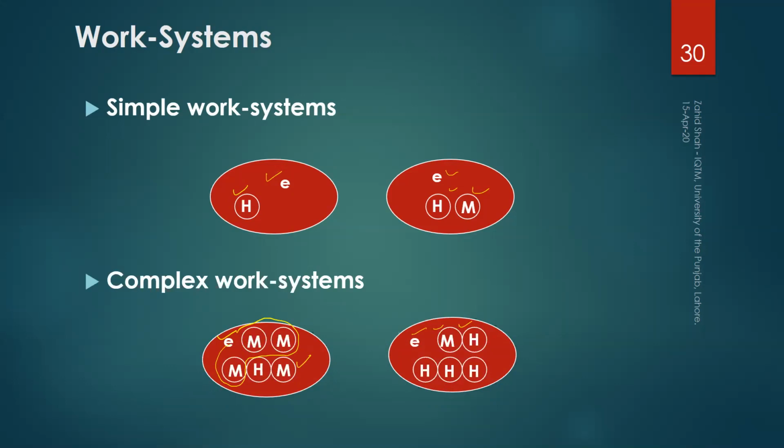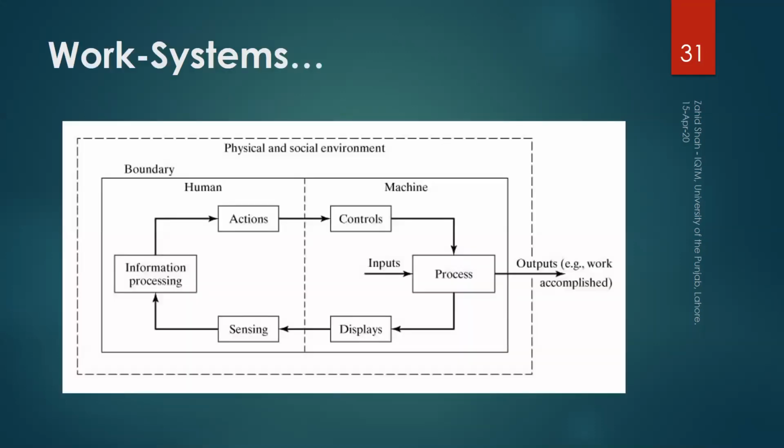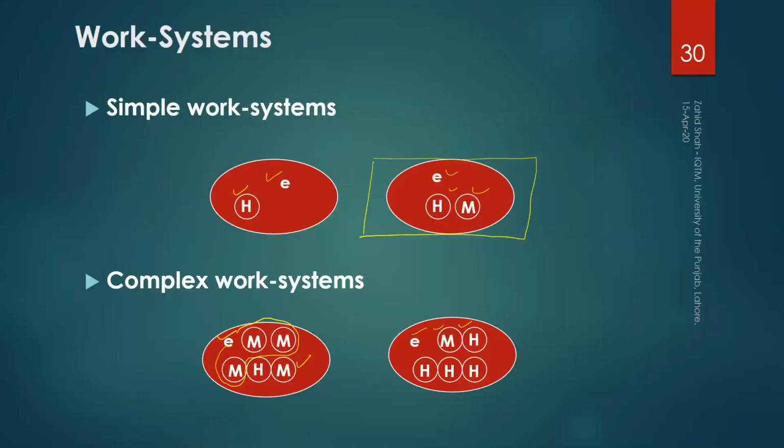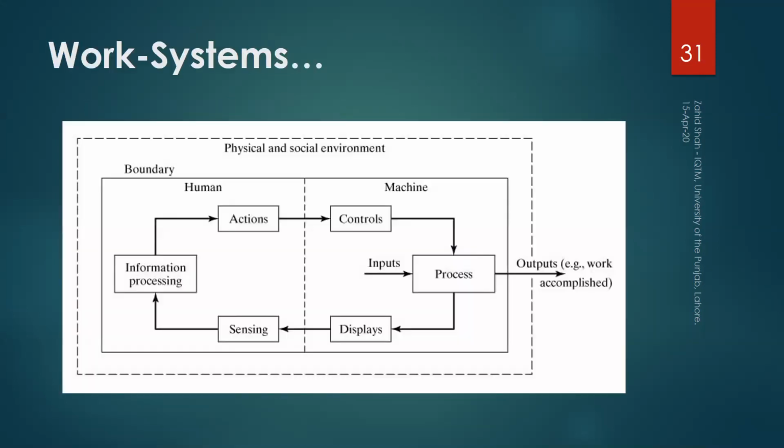Now, my question is, how many interactions are possible there? For example, if we consider the simplistic system, that is a human, a machine, and environment, in how many ways can these three elements of the system interact with each other? How many ways are possible? So think over it. I will come to this point in one of the following slides.